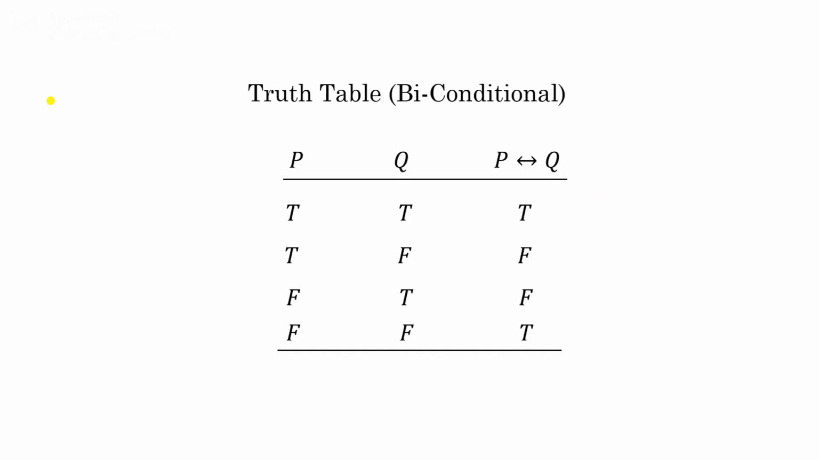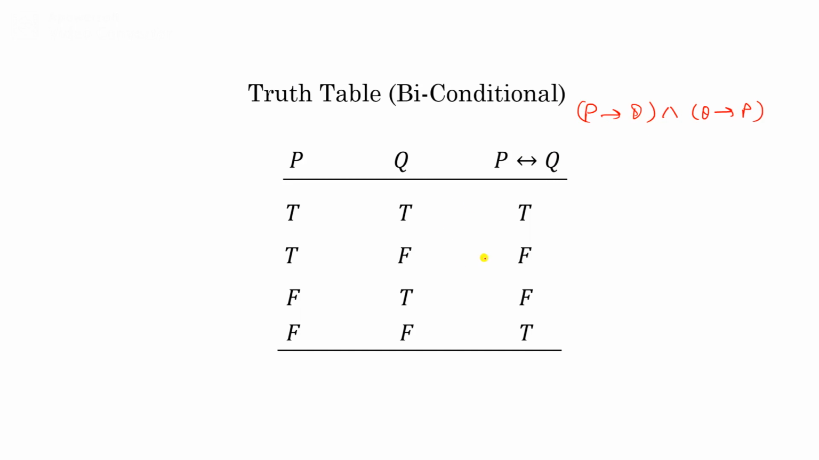Now, what about the truth values of biconditional? Look at this. You can find the truth values of P biconditional Q with the help of P implies Q. First find the truth value of P implies Q, then find the truth value of Q implies P, and finally find the conjunction of these two.